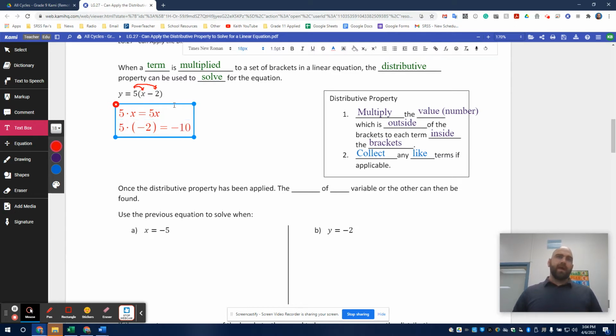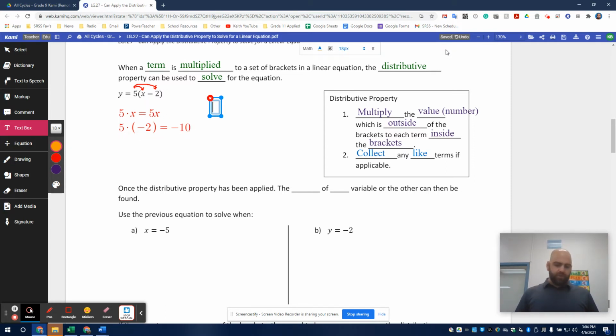So once we've done that, let's just change the color here, we can actually use these two as our new equation. And so our new equation, or our revamped equation, it's not really new, is 5x minus 10. Now this is a way of getting rid of brackets, okay? And if we can, we try to get rid of our brackets, especially when we're needing to solve this. So this is using the distributive property to simplify. We multiply through the brackets.